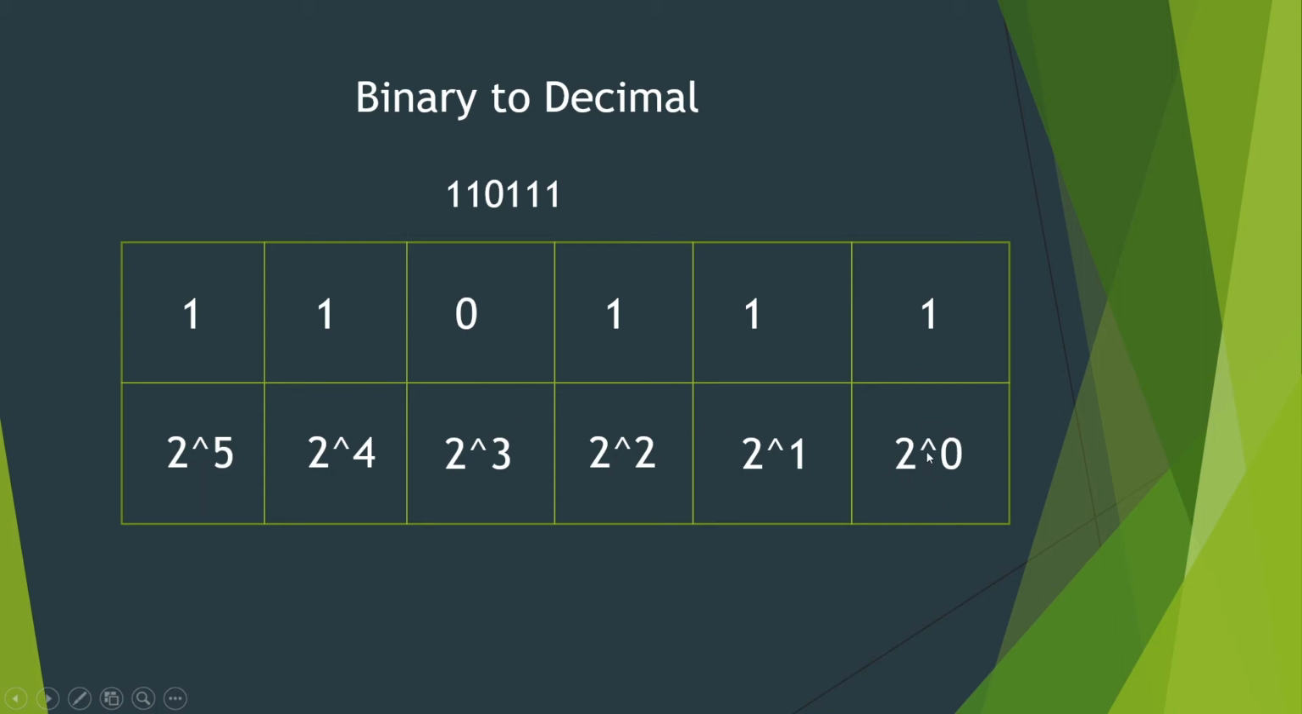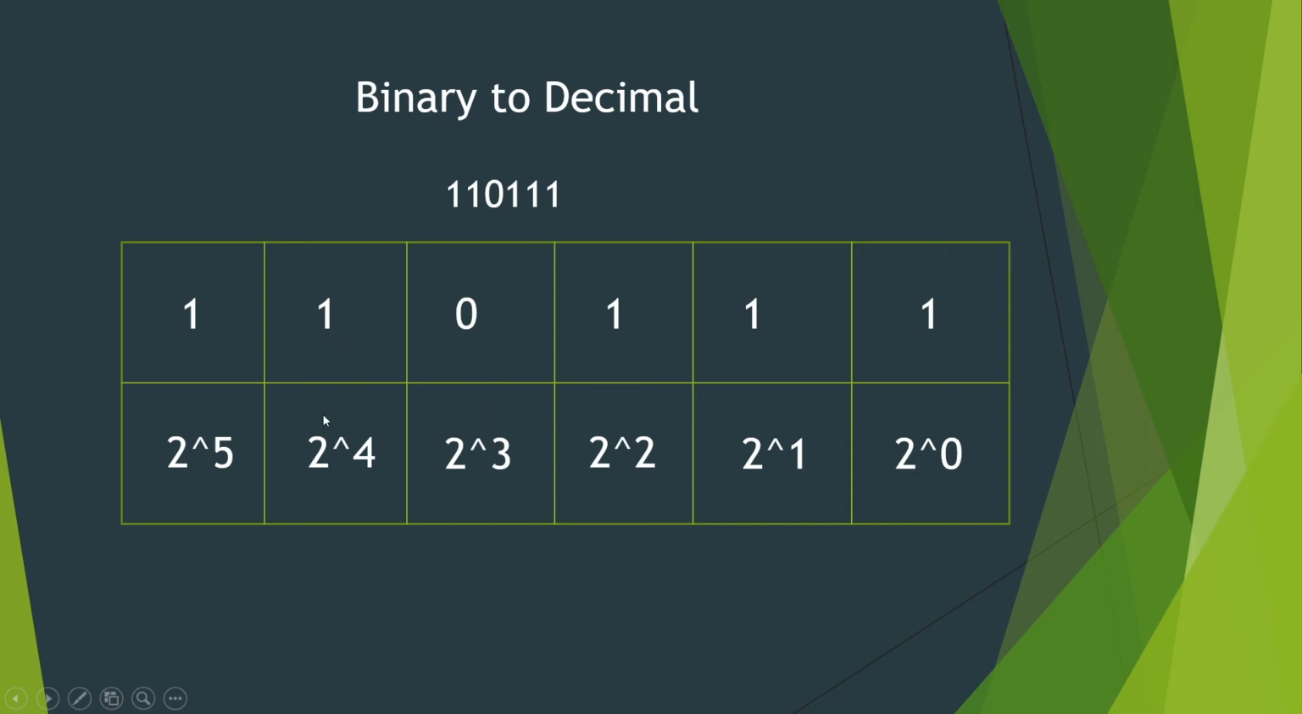So 1 into 2 power 0, which is 1, and 1 into 1, which is 1, and here 1 into 2, which is 2, and if we add these two we will get 3, and here 1 into 2 power 2, 1 into 4, which is 4, and if we add this to 3 we will get 7, and here the bit is 0. If we multiply, it's 0.